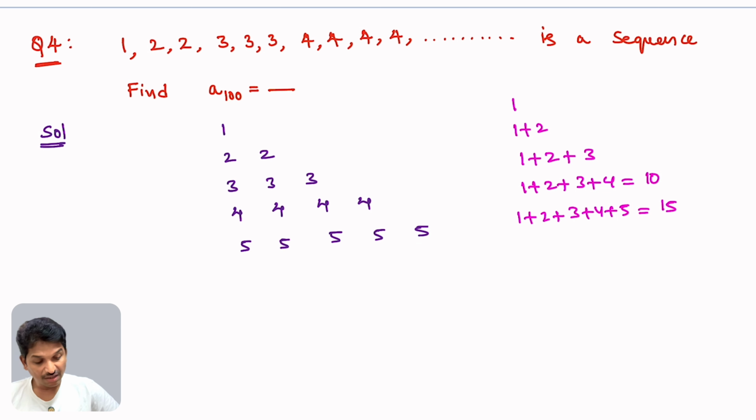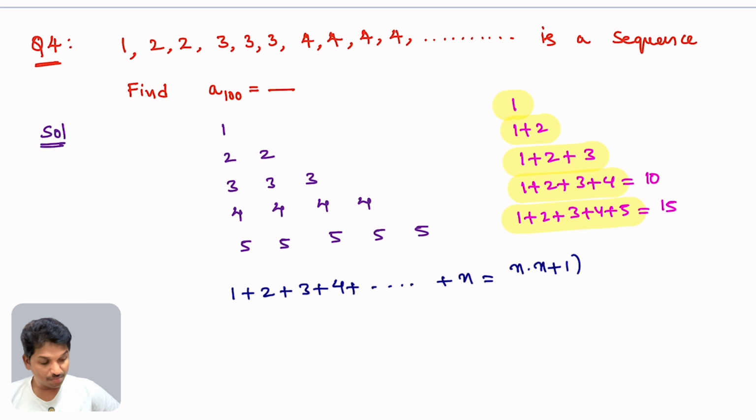What I am trying to say, if you observe these things, 1 plus 2, 1 plus 2 plus 3, 1 plus 2 plus 3 plus 4, 1 plus 2 plus 3 plus 4 plus 5, this is the sum of the first n natural numbers. So you know this formula. 1 plus 2 plus 3 plus 4 and so on plus n, the sum of the first n natural numbers formula is n into (n plus 1) divided by 2. Whatever the sum you got here is n into (n plus 1) by 2.